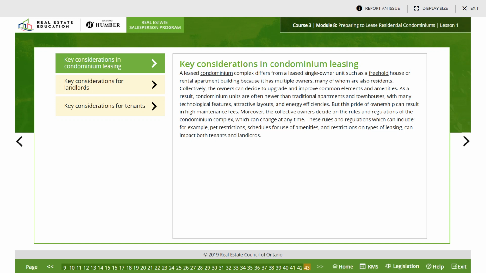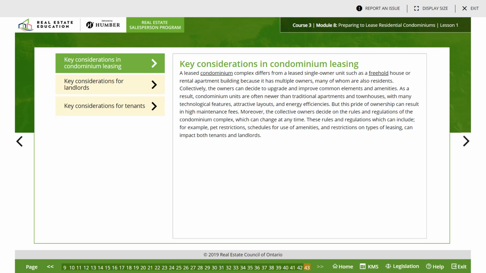A leased condominium complex differs from a leased single-owner unit such as a freehold house or rental apartment building because it has multiple owners, many of whom are also residents. Collectively, the owners can decide to upgrade and improve common elements and amenities. As a result, condominium units are often newer than traditional apartments and townhouses, with many technological features, attractive layouts, and energy efficiencies. But this pride of ownership can result in high maintenance fees.